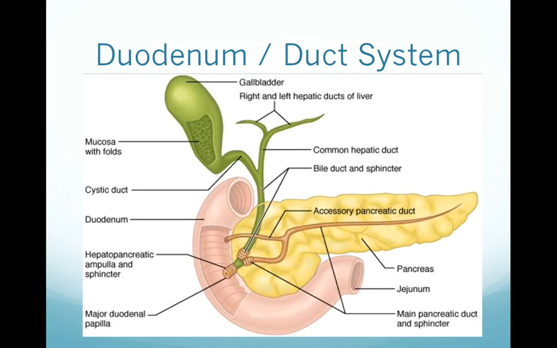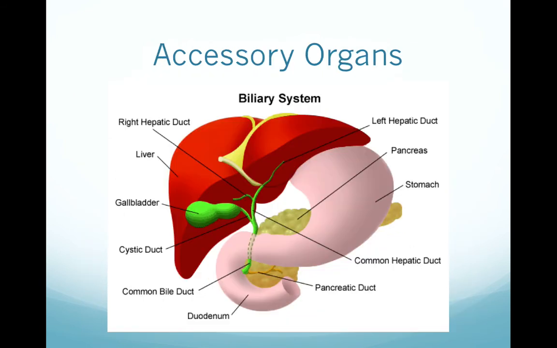The digestive enzymes secreted by the gallbladder originally come from the liver. The gallbladder is just a storage container for that, but those enzymes help break up fat. The pancreas, the gallbladder, and the liver are all considered to be accessory organs to the digestive tract.